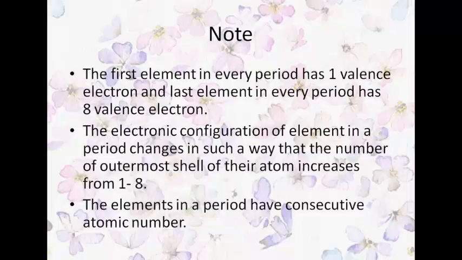So now let's understand some points. The first element in every period has one valence electron and the last element in every period has 8 valence electrons. Second, the electronic configuration of elements in a period changes in such a way that the number of electrons in the outermost shell of the atom increases from 1 to 8. And the last, the elements in a period have consecutive atomic numbers.